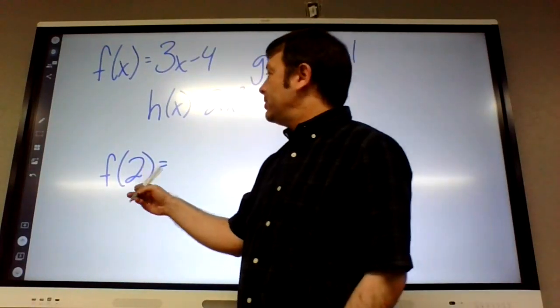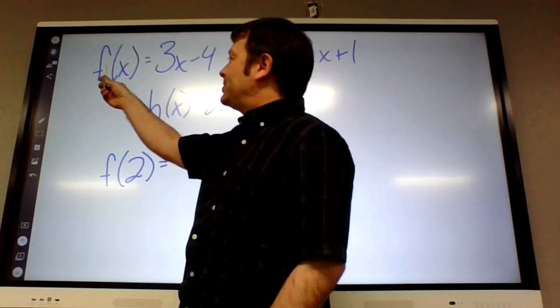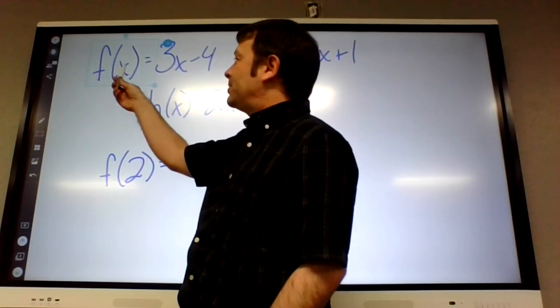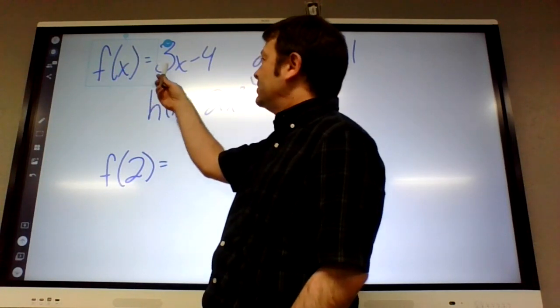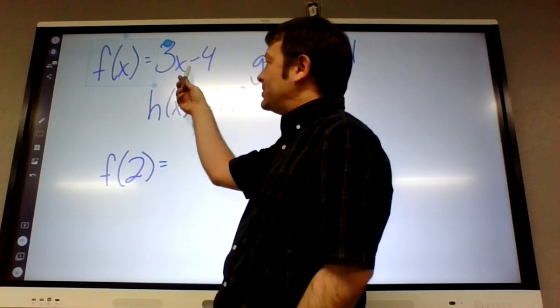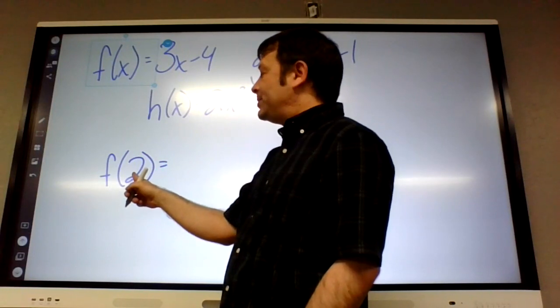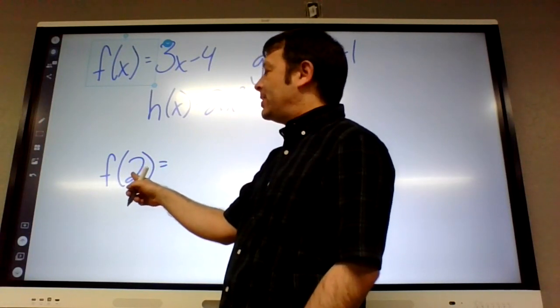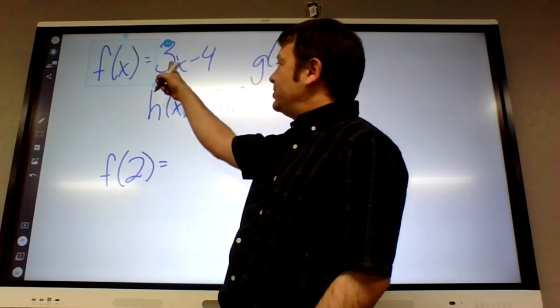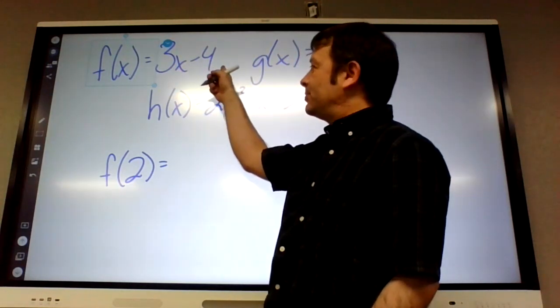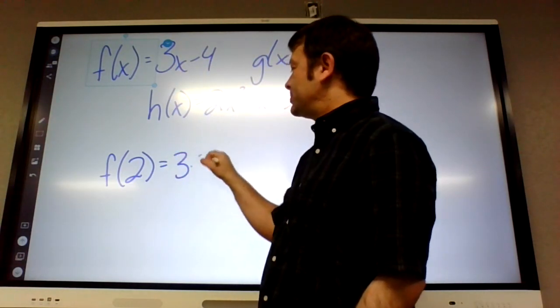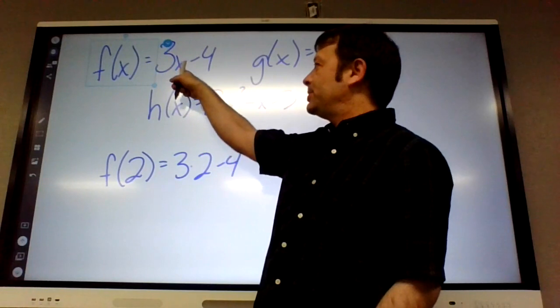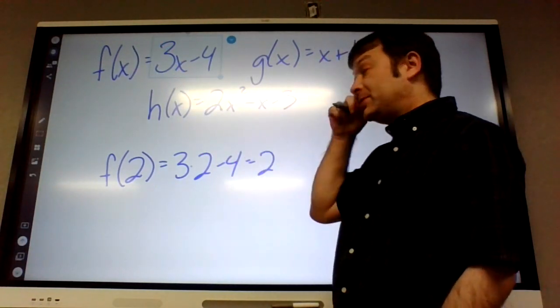So when it says f of x, it just means the f function depends on what you put in for x. And this is the function basically, right? So when it says f of 2, it means we're putting 2 in for x. So you just do 3 times 2 minus 4, right? 3 times 2 minus 4, just plug 2 in right there, and that would be 2.